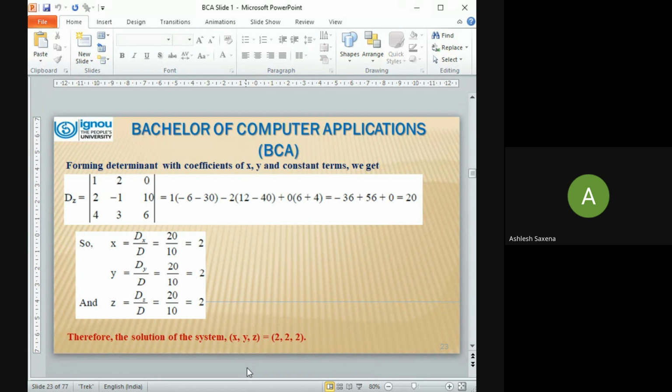We have calculated the value of x equal to 2, y equal to 2, and z equal to 2. We just want to confirm whether we have done it correctly or not. Go back to the problem. In any of the three equations, you can write these values and see what you are getting. If you are getting the same number, it is correct. I will be moving further.